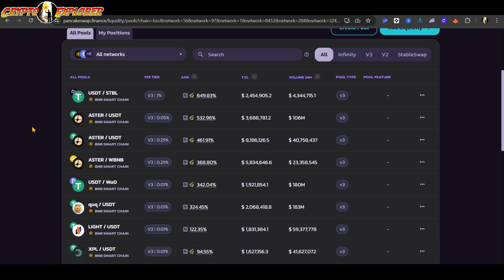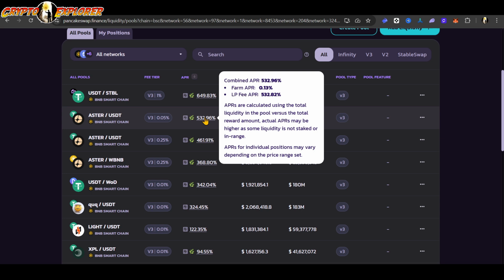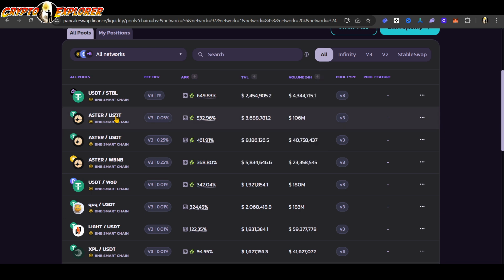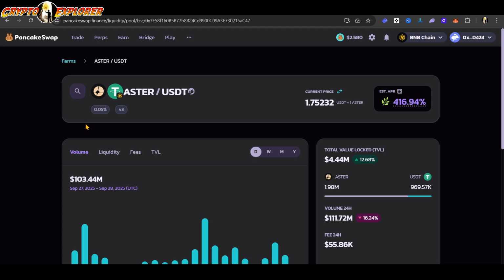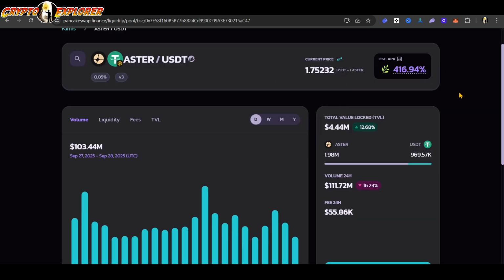But of course, in my opinion, you should be looking at something for the long term, not something that has a high yield but isn't going to last. And Aster will likely last, because this is BNB's ecosystem response to Hyperliquid, right? So let's use it as an example. Go ahead and select that specific pool. It has a nice APR of 116%.